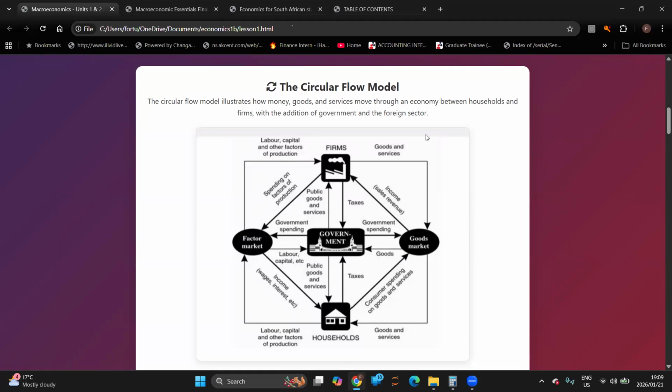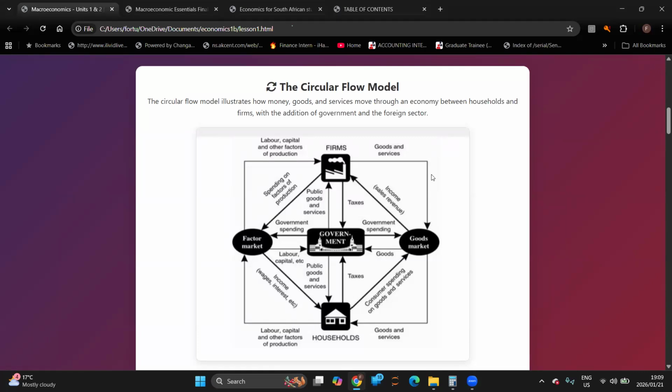I believe you can see my screen. Can I just get a confirmation that you are able to see what I am projecting on the screen? Yes, we can see. All right, thank you.